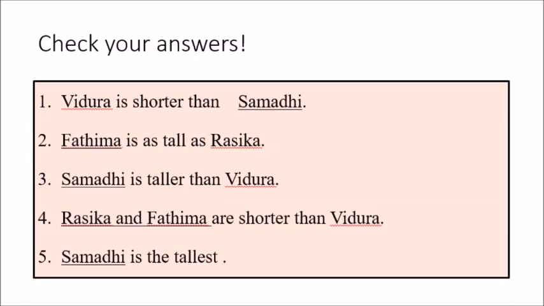Have you finished? Check your answers with this. Number 1. Vidura is shorter than Samadhi. Number 2. Fatima is as tall as Rasika. Number 3. Samadhi is taller than Vidura. Number 4. Rasika and Fatima are shorter than Vidura. Number 5. Samadhi is the tallest.